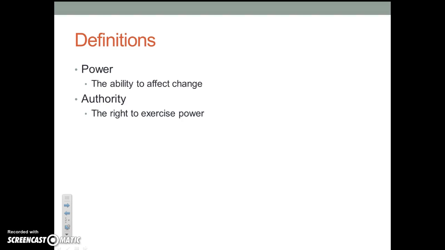If you've got authority but no power, then you're Ed Miliband. And that's a joke that's going to get really old really quickly, perhaps obsolete already.